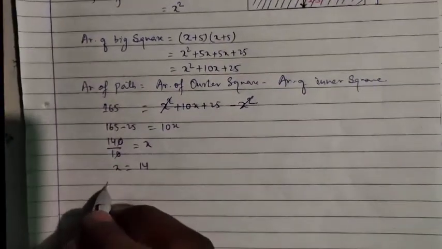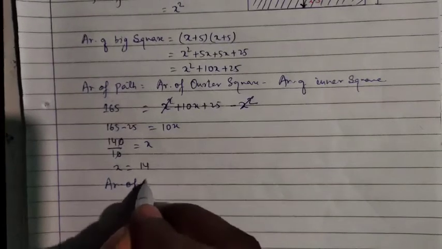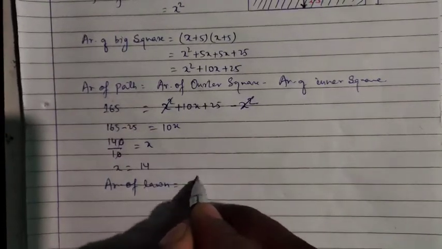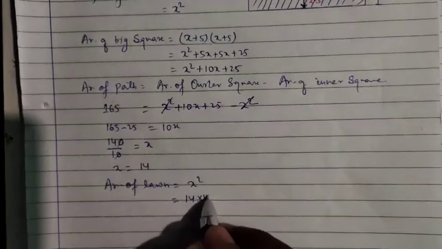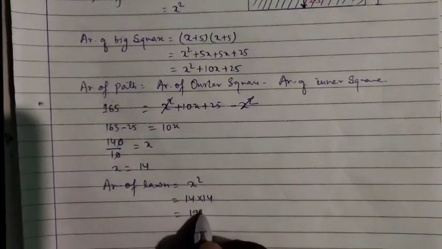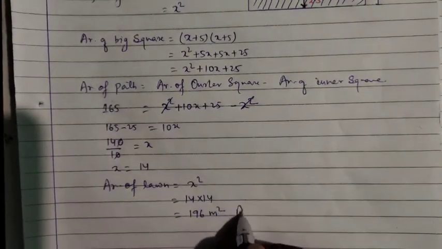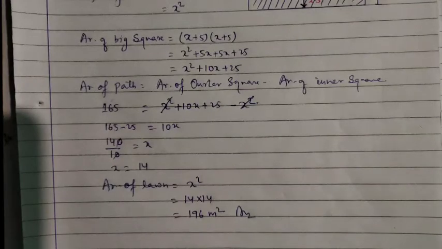And the question has asked area of lawn. Area of lawn is equal to x square. It means 14 into 14. 14 times 14 will give us 196 meter square. Hope that this question is also clear. Now next we are going to see question number 8.